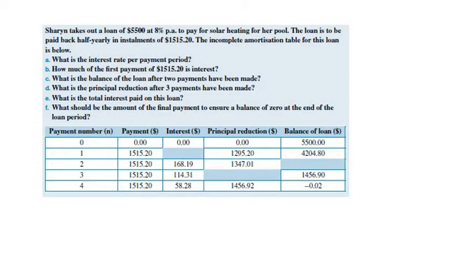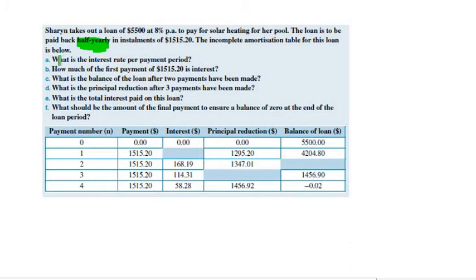What we have over here is a table. So we already have the amortization table drawn out for us. What we need to do is fill out the empty space. We know that this person takes out a loan of 5,500 at 8% per annum to pay for solar heating for her pool, and the installment is paid half yearly, and the amount of installment being paid each time is $1,515.20. So we need to complete the amortization table over here.